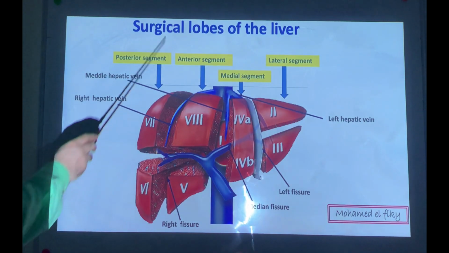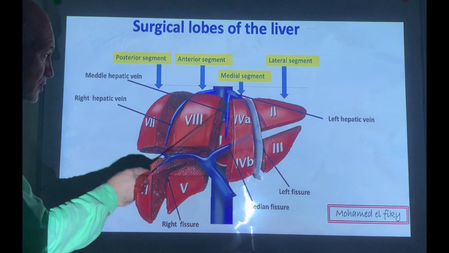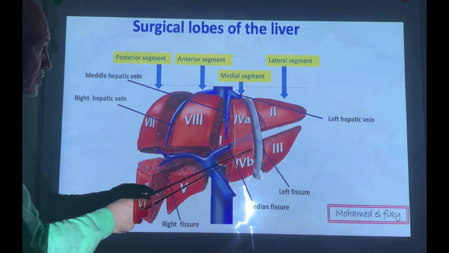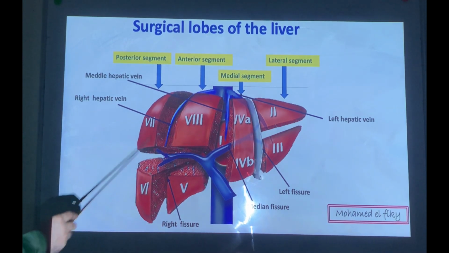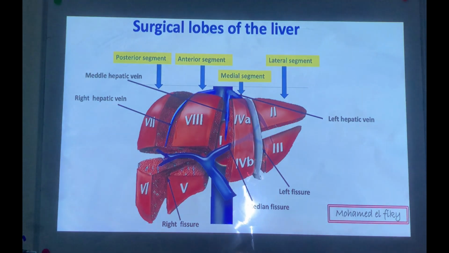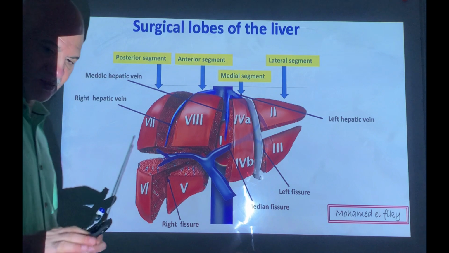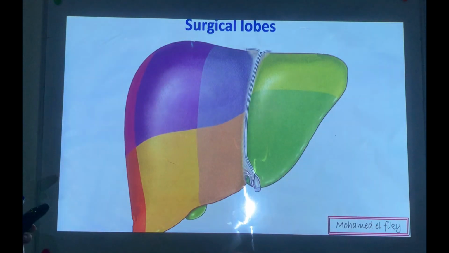The liver is divided into 10 segments, called the surgical lobes of the liver. It's very important for surgery. Here, on the surgical lobes, we can make lines.